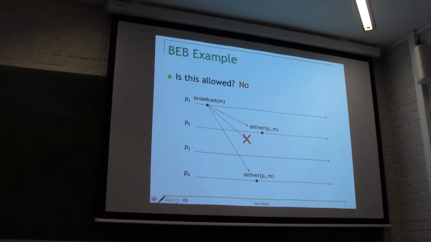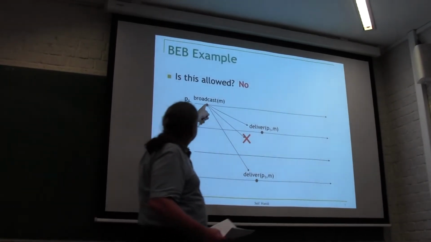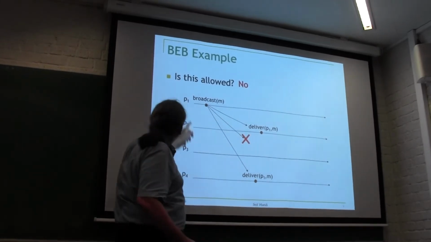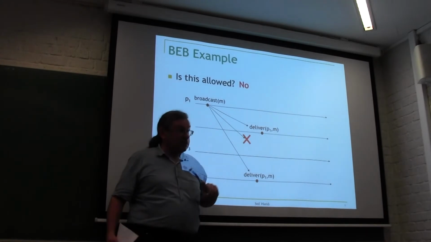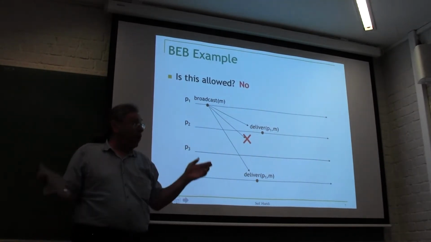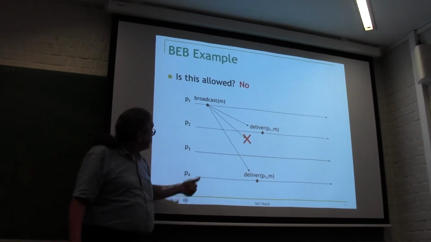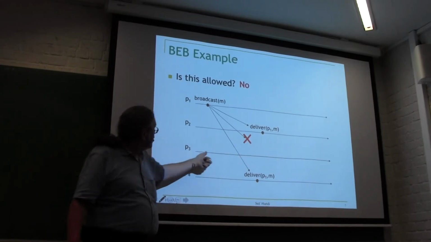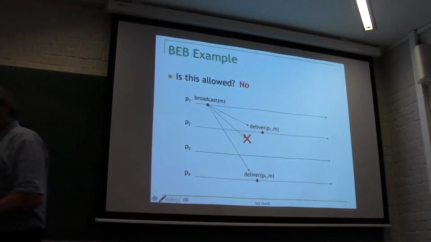You want to deliver also? Or to itself, yes. All the nodes. When I do a broadcast to n nodes, I also have to deliver to itself. Absolutely. It has to deliver to all nodes. So this is bad. And one of the reasons is that P3 is not getting it, but P1 is not getting it either.